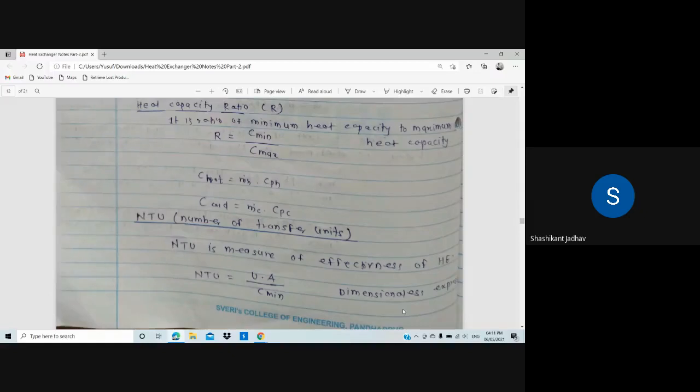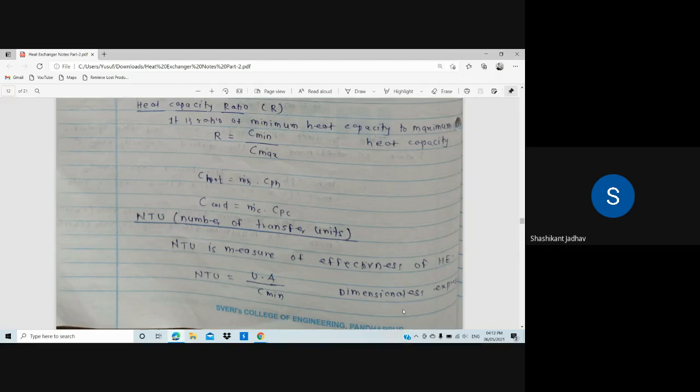NTU is equal to U into A divided by C minimum. U म्हणजे काय असणार आहे? Overall heat transfer coefficient. A म्हणजे काय असणार आहे? Area of that heat exchanger. आणि C minimum म्हणजे काय असणार आहे? Minimum heat capacity.